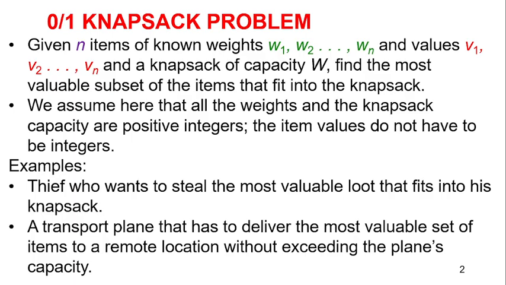What is the 0-1 knapsack problem? The definition goes like this. Given n items of known weights W1, W2, etc., Wn and values V1, V2, etc., Vn and a knapsack of capacity W, find the most valuable subset of the items that fit into the knapsack. Here we assume that all weights and knapsack capacity are positive integers and the item values do not have to be integers. Example for this 0-1 knapsack problem.